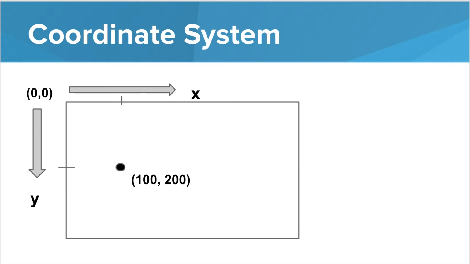So let's look at an example point. This is example point 100, 200. So it's over 100 in the x direction and down 200 in the y direction. Notice how the positive x direction is to the right and the positive y direction is down. And as another example point, this is 200, 0. So it's over 200 in the positive x direction and down 0 in the y direction.